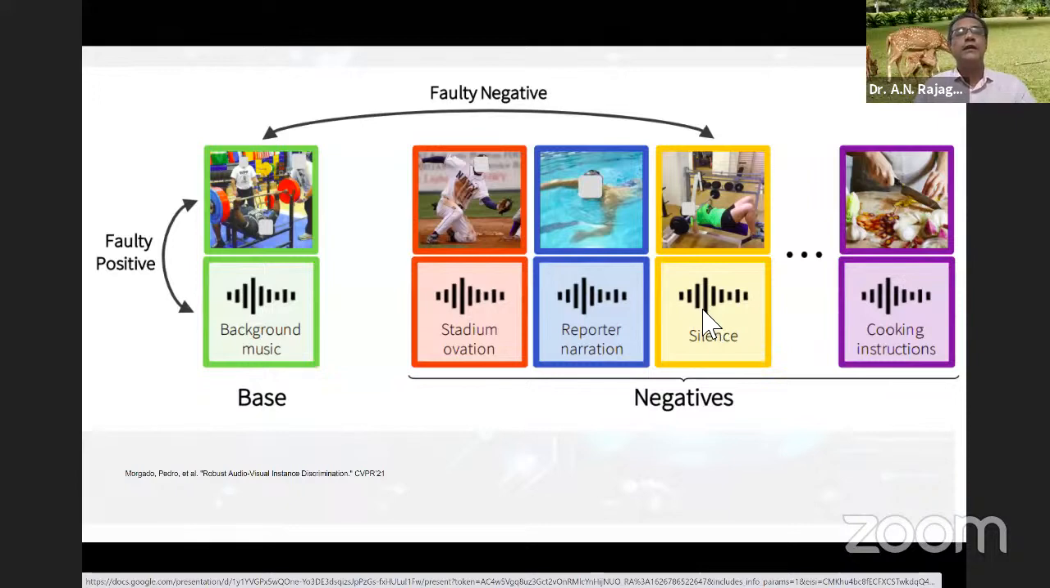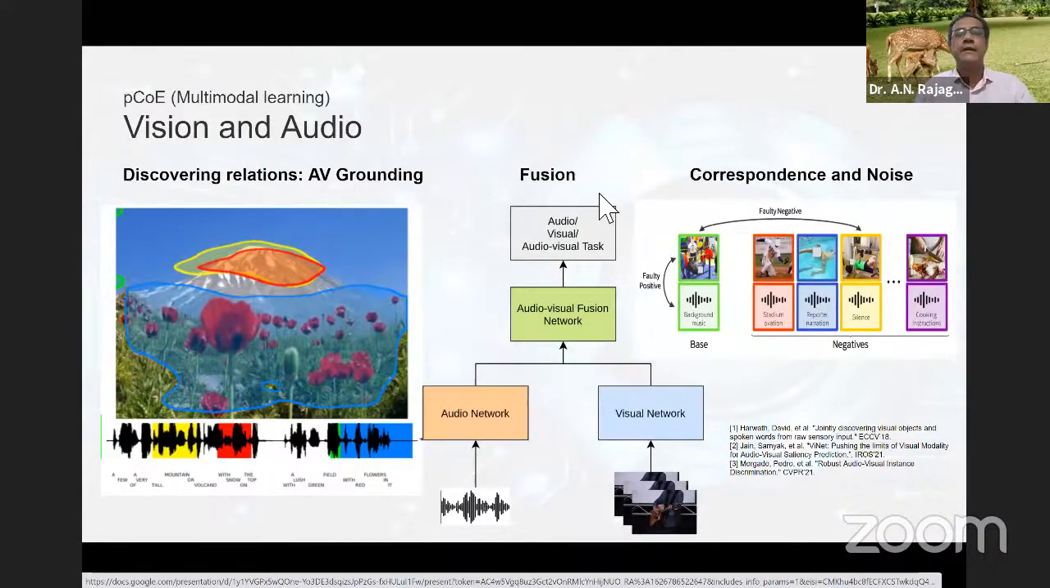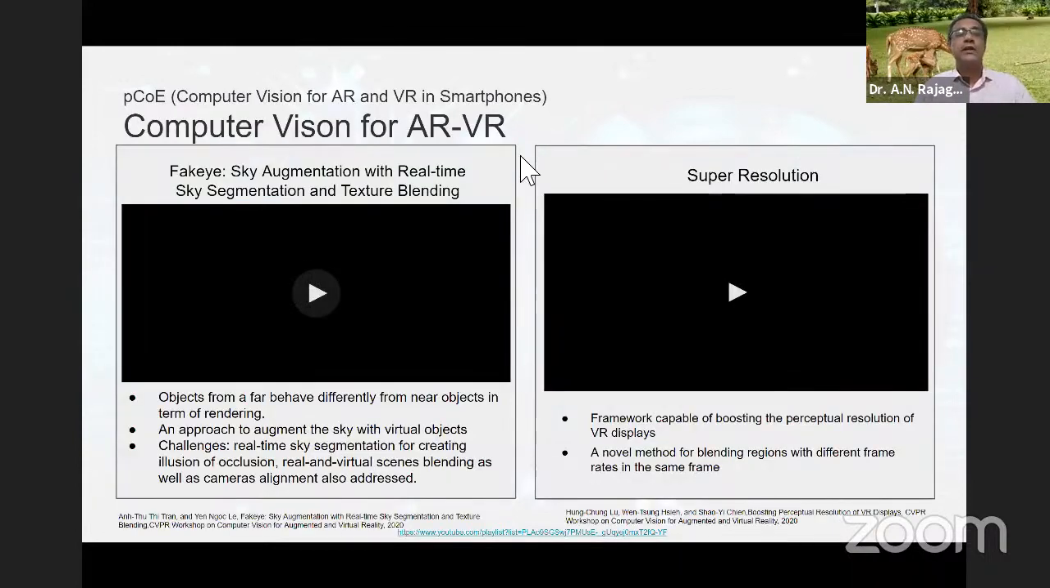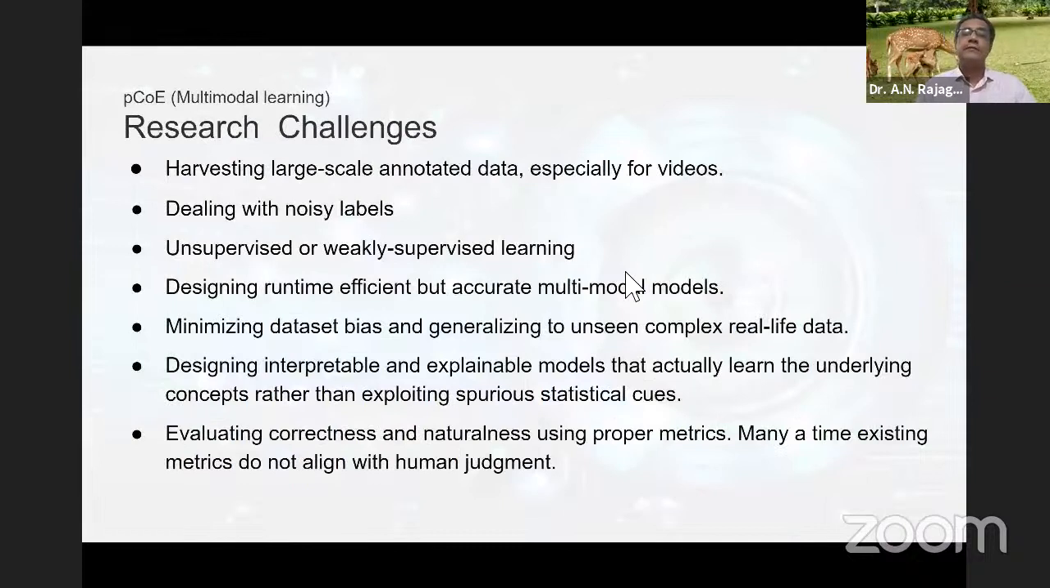Going forward, the vision challenges are many. As I said, you have to harvest large-scale annotated data, deal with noisy labels, unsupervised and weakly supervised learning, design runtime efficient multimodal models, and then interpretable and explainable models are what you're looking for. And even the metrics are not really very clear. They don't seem to align very well with our human judgment.